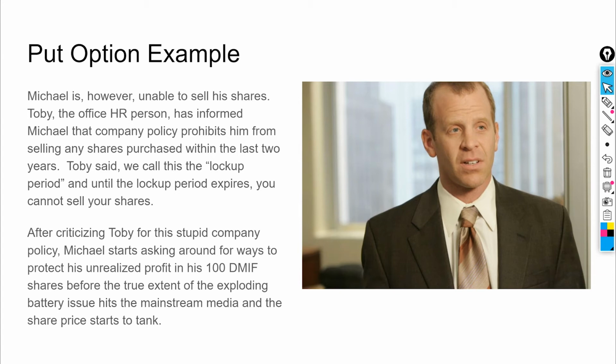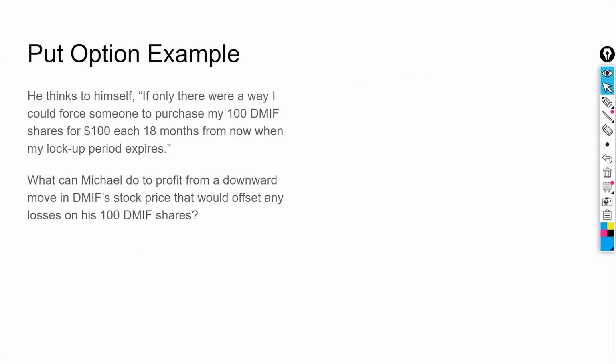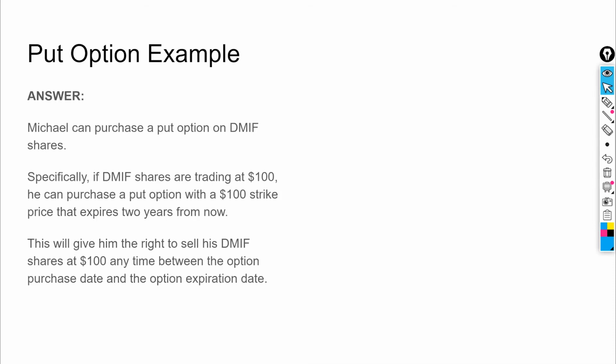So what can he do right before this battery issue hits the mainstream media and the shares start to tank? Well, he thinks to himself, if only there were a way I could force someone to purchase my 100 shares for $100 each 18 months from now when his lockup period expires. So what can Michael do to profit from any downward move in the stock price that would offset his losses on his shares? Well, I think you may know the answer. The answer is Michael can purchase a put option on the Dunder Mifflin shares.